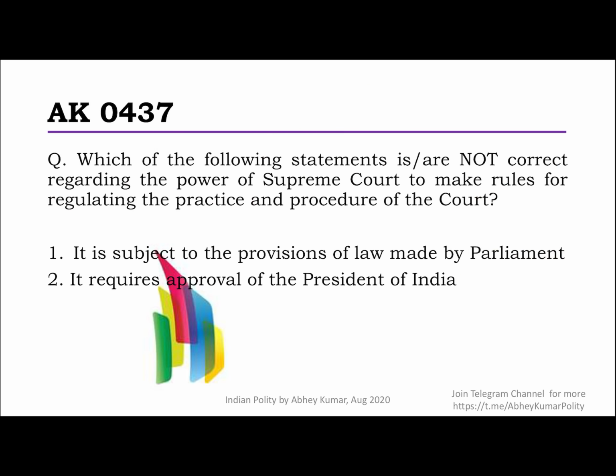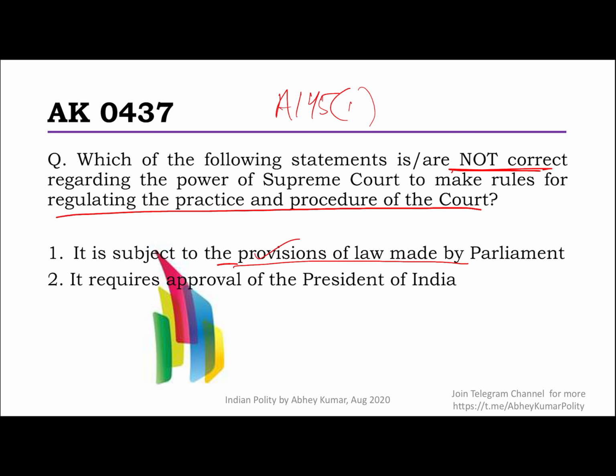Read more about them. Okay, the next question is: which of the following statements is or are not correct regarding the power of the Supreme Court to make rules for regulating the practice and procedure of the court. Okay, a straightforward sentence that is picked up from Article 145, Clause 1. It says it is subject to the provisions of law made by Parliament. Yes, this is correct. But the question is saying not correct. Hence, this is a wrong option.